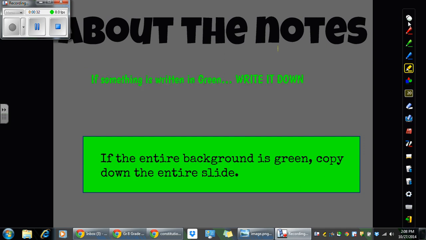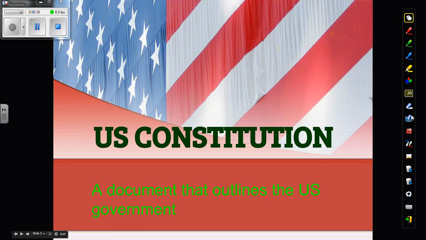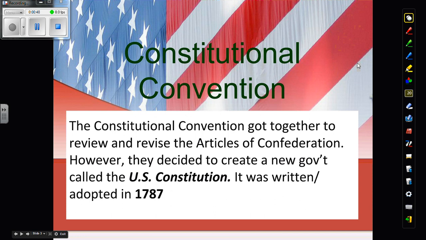Alrighty, so the U.S. Constitution. This is the document that we're going to be talking about today, and it outlines the U.S. government. The Constitutional Convention was a meeting of representatives from around the new American, former British colonies, these new American colonies that were getting together trying to create a government.